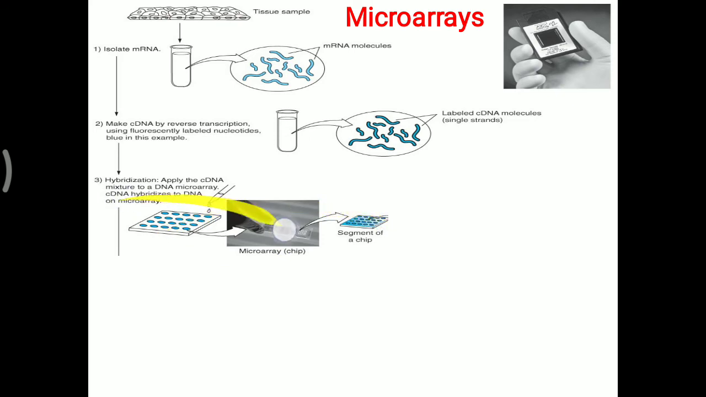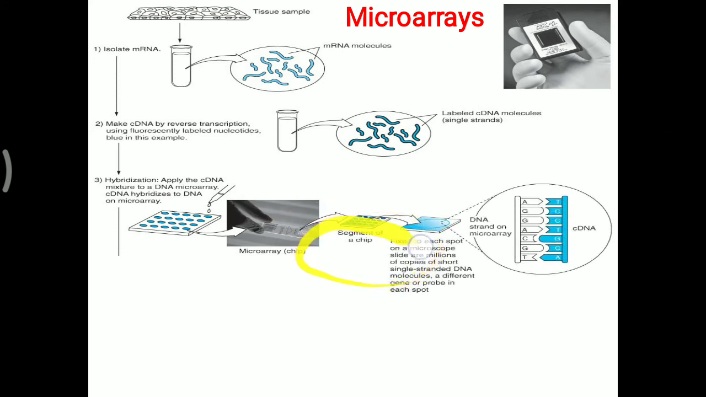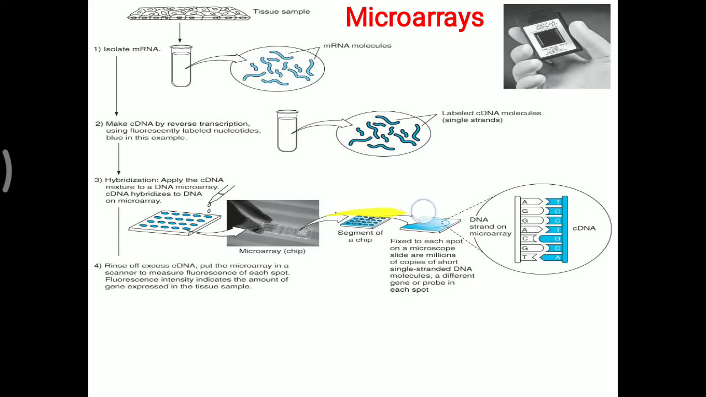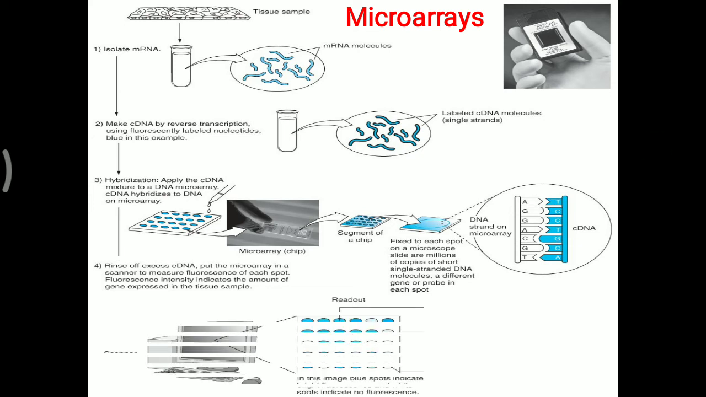This chip contains more than 10,000 spots. If a complementary sequence is present, then overnight incubation will lead to hybridization of that complementary DNA of the tissue to the microarray chip. After the overnight incubation, all the excess complementary DNA is rinsed off and the microarray is put in a scanner to measure the fluorescence of each spot. The fluorescent intensity indicates the amount of gene expressed in the tissue sample.